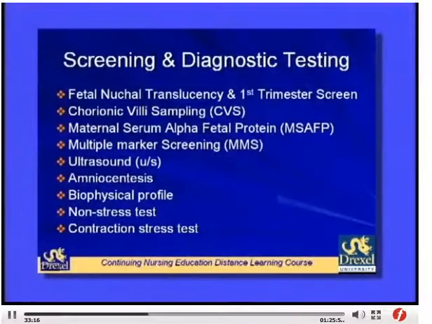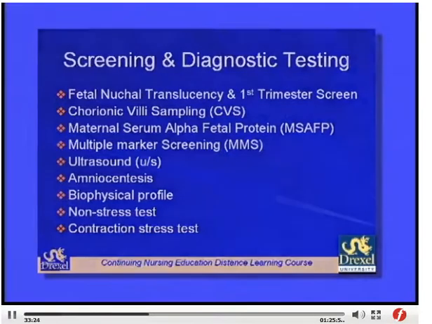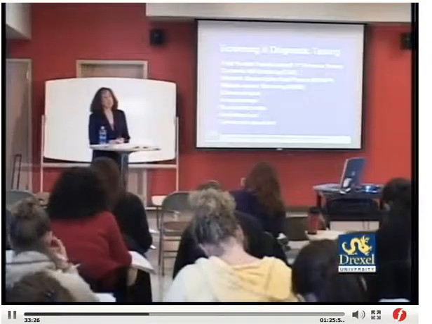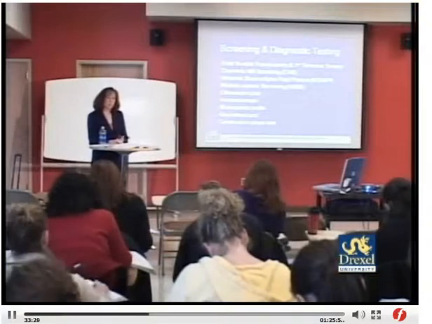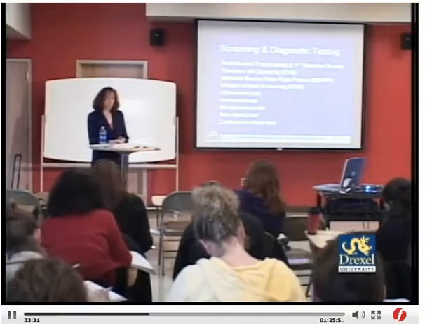The multiple marker screen, or MMS, consists of a measurement of alpha-fetoprotein, hCG, and unconjugated serum estriol. And this detects about 60% of Down syndrome cases. So with this test, there's a little higher predictive value, but once again, it is only a screen.